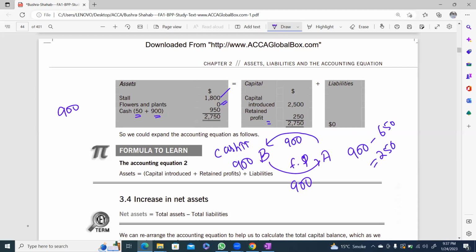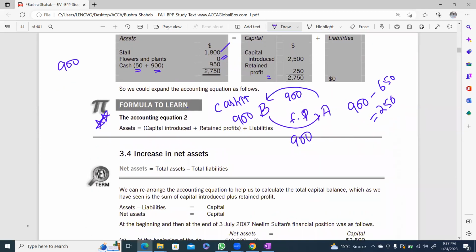You just need to remember this equation. This example won't be asked in the exam, but you need to remember the formulas written over here. Asset is equal to capital plus liabilities. In capital, you will add the retained profit plus liability.